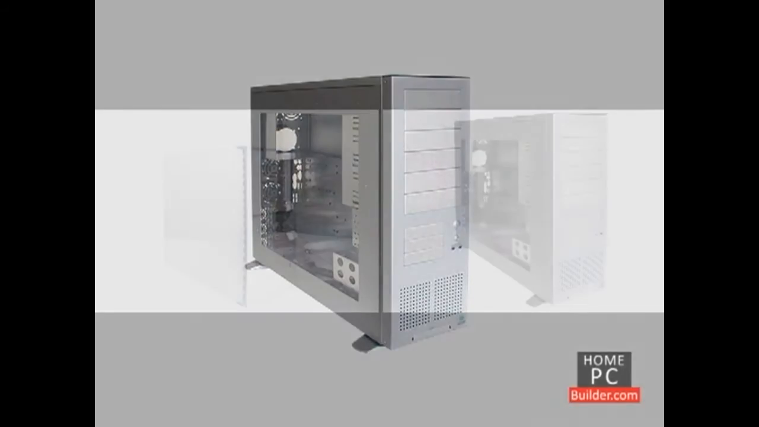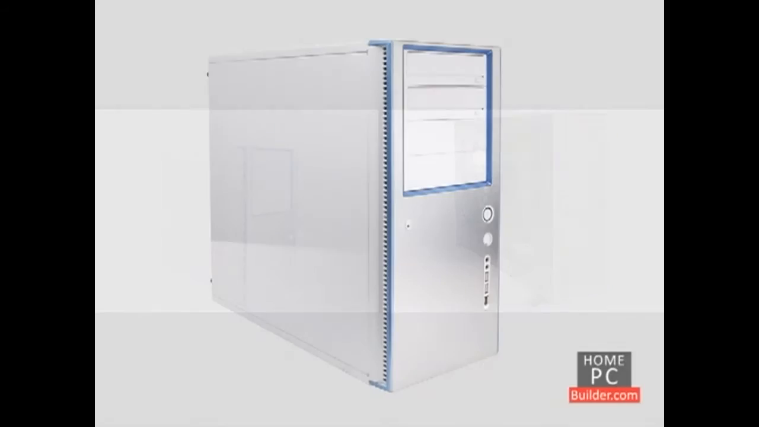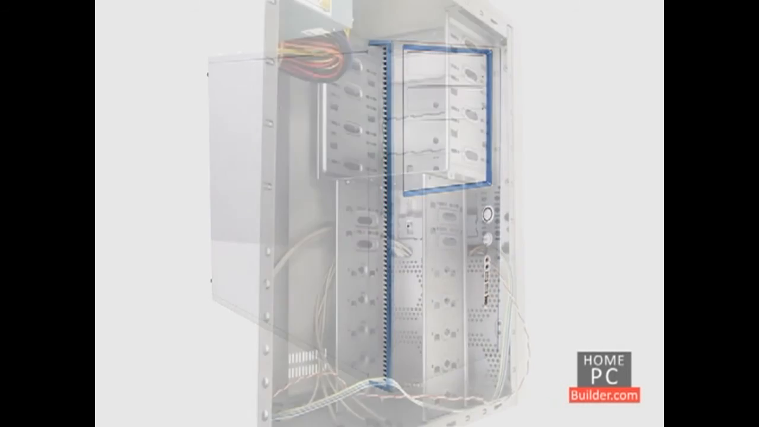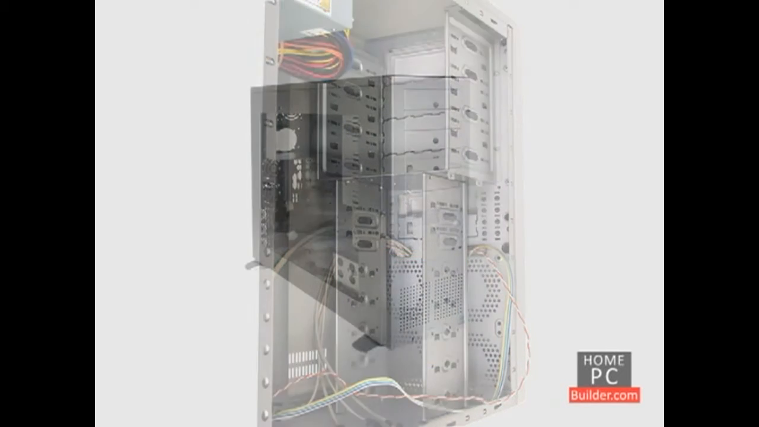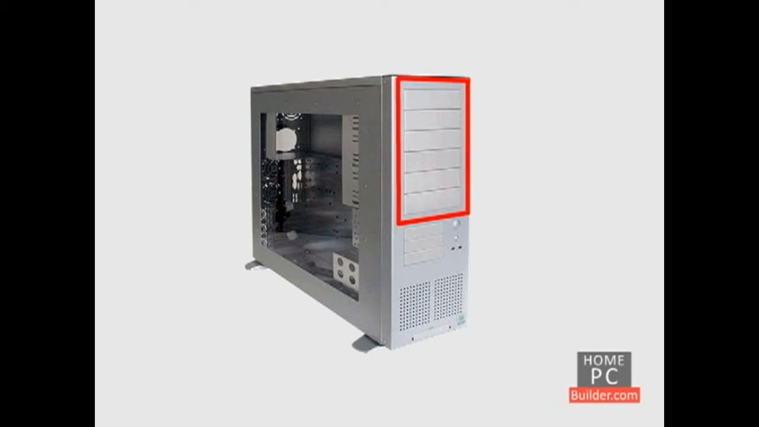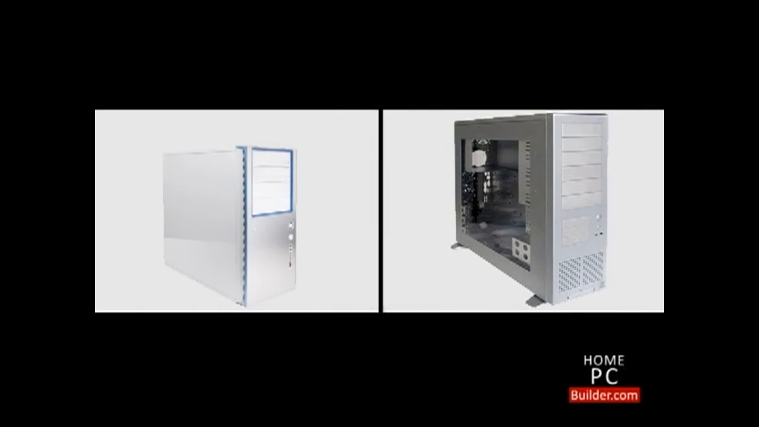Within the ATX tower form factor, there are two sizes, mid-sized and full. Mid-sized towers typically have 4 or 5 5¼ inch bays for adding CD, DVD, and Blu-ray drives, and 4 or 5 bays for 3½ inch hard drives. Full-size towers have between 5 and 12 5¼ inch drive bays and 4 to 10 3½ inch bays. Deciding which size tower to choose comes down to how many hard drives and DVD or Blu-ray drives you intend to have in your computer.